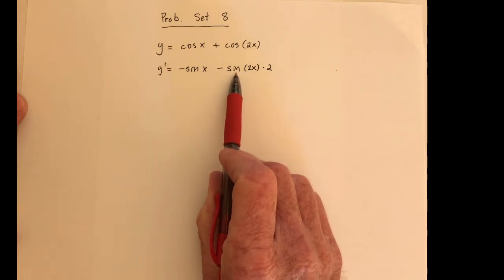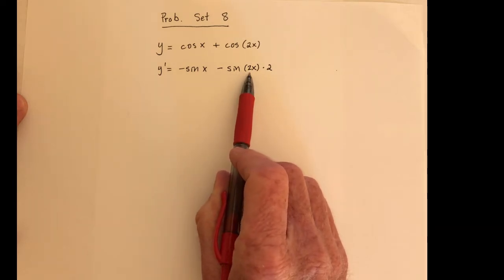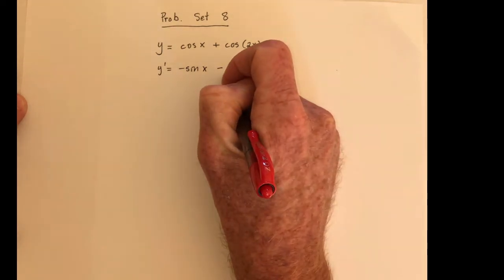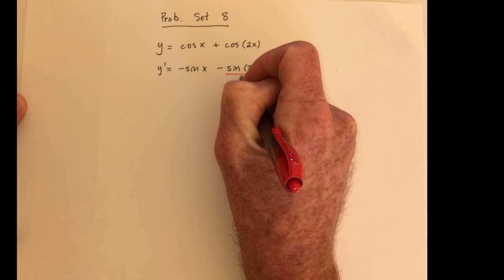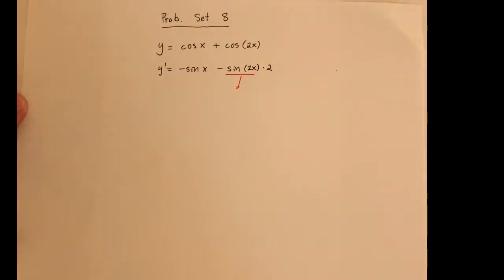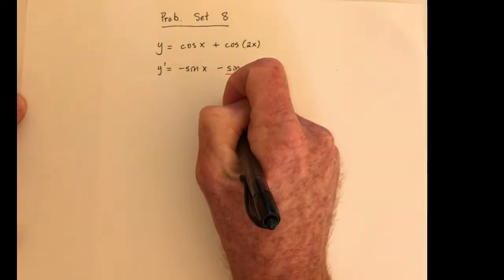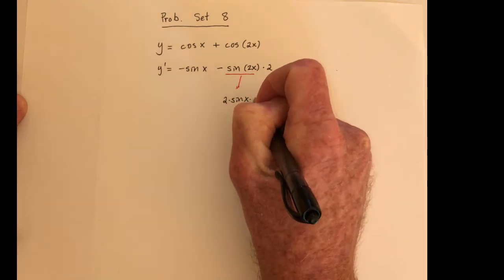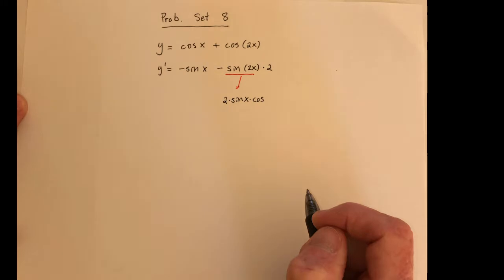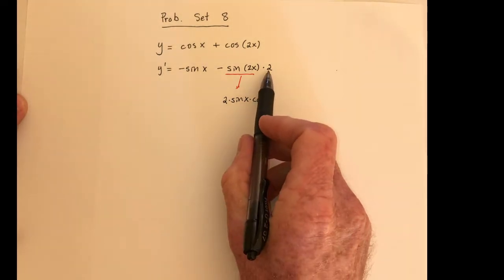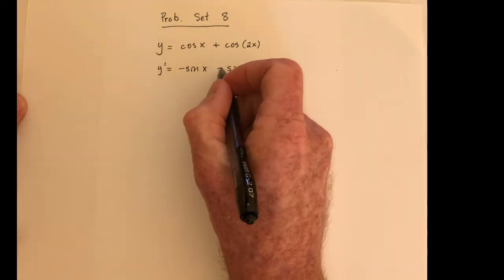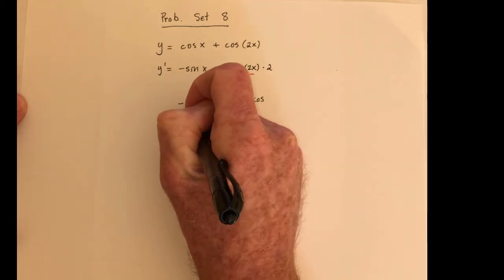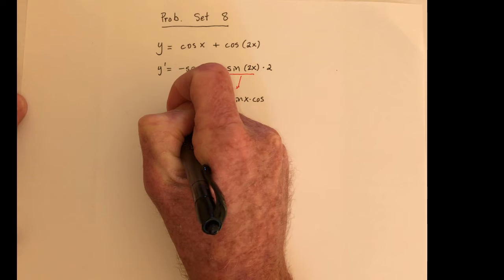But I'm going to need to use a trig identity for this because when you're solving trig equations, the arguments need to be the same. So for this one right here, I'm going to use the identity that sine of 2x is equal to 2 times sine of x times cosine of x. And then I'll just take this 2 and move it to the front, as well as that negative sign. And then set the derivative equal to 0.